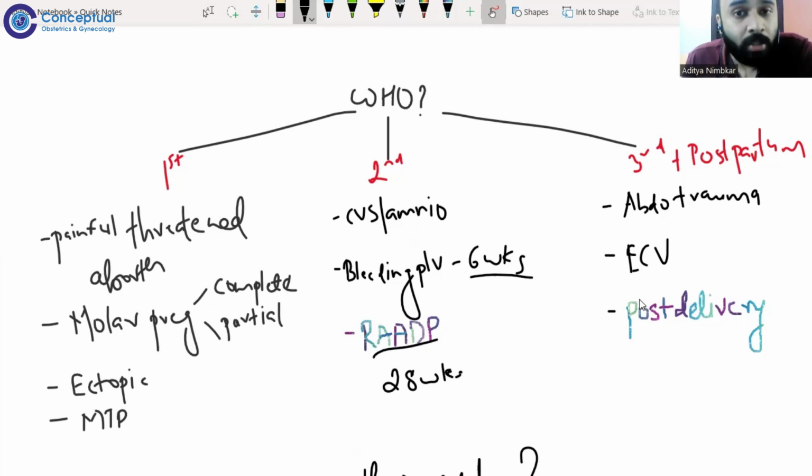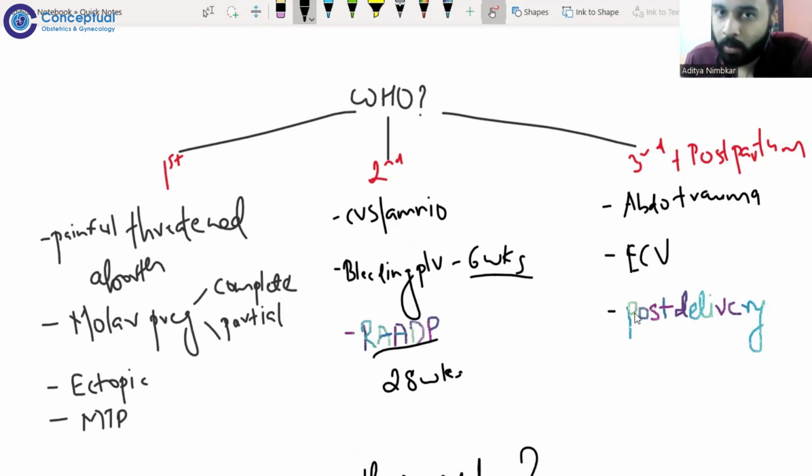ECV, external cephalic version, something that we do to convert a breech or transverse lie into cephalic so that she can probably have a greater chance of delivering vaginally. Again, fetal-maternal hemorrhage is very likely. Cover it with anti-D after you're done with the procedure.